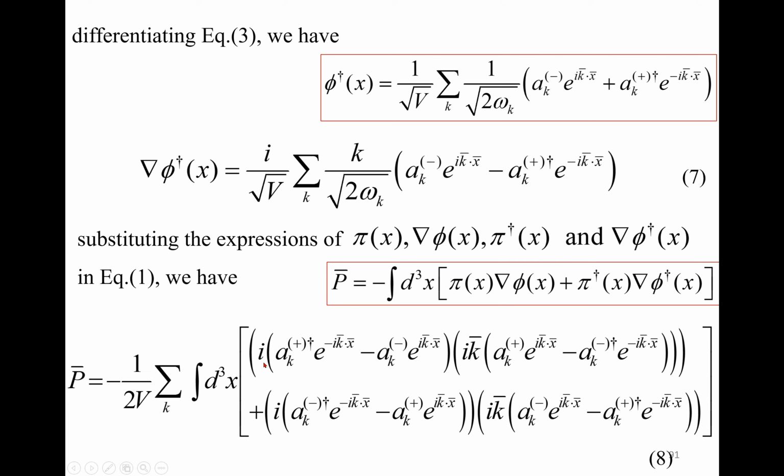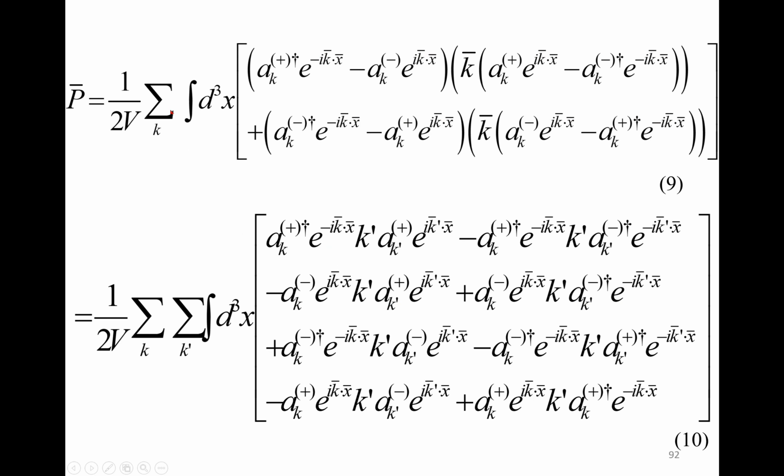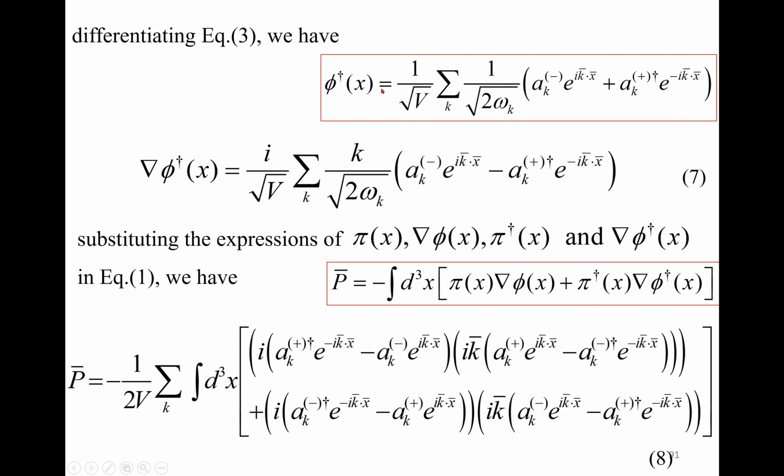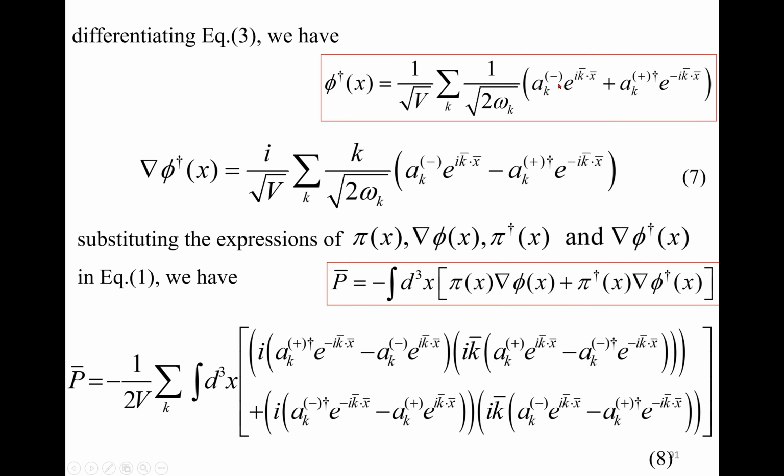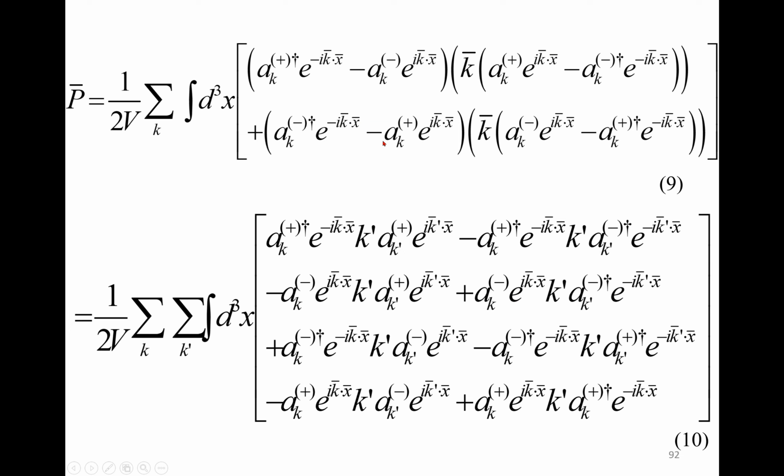Now I can pull i out here, and here also we have i. So I can pull i squared out, and i squared is nothing but minus 1. So this minus and this minus will cancel and give me plus. So in the next expression we have 1 by 2v, summation over k, integration d cube x, and this is your pi of x, and this expression will be your del phi of x, and this will be your pi dagger, and this must be your del phi dagger of x.